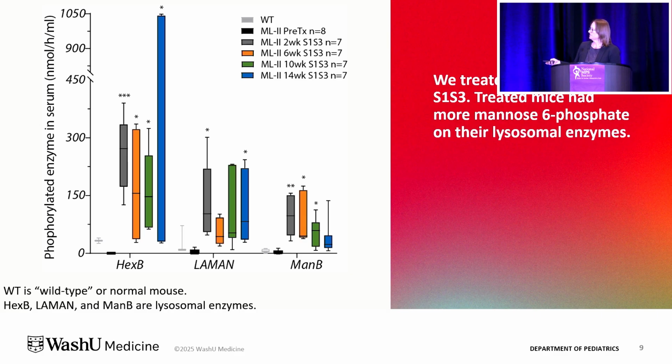So shown in gray, this is the normal amount of enzymes that are in the blood and that have mannose-6-phosphate on it in the wild-type or normal mice. In black here are the ML2 mice, showing that they don't have mannose-6-phosphorylated lysosomal enzymes in their blood. But following treatment with the S1, S3, either 2, 6, 10, or 14 weeks after treatment, we see high levels of mannose-6-phosphorylated lysosomal enzymes in their blood.